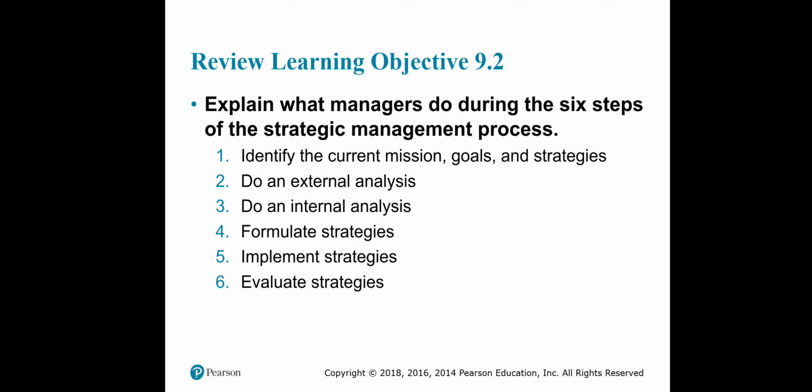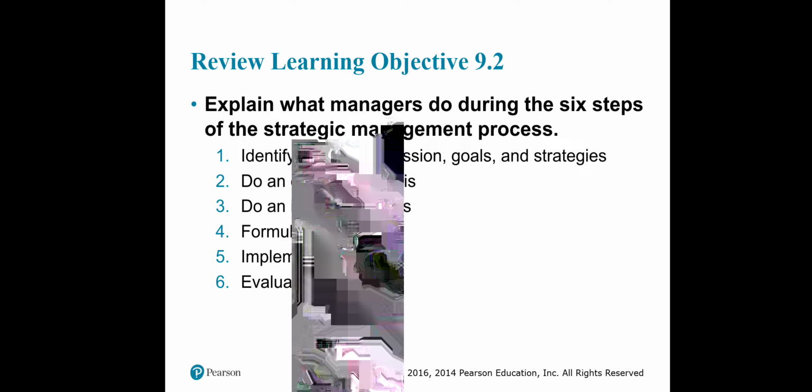Learning objective number 2 is the six steps in the strategic management process. The six steps encompass strategy planning, implementation, and evaluation. This includes the following: identify the current mission, goals, and strategies, do an external analysis, do an internal analysis. Steps 2 and 3 are collectively also known as SWOT analysis. Then formulate strategies, implement strategies, and evaluate strategies.